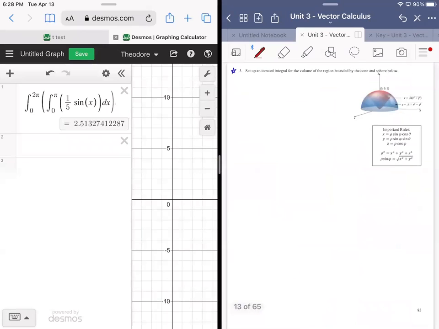So looking at page 83, set up an integrated... I can't even talk anymore. It says it right there. Set up an iterated integral for the volume of the region bounded by the cone and the sphere below.